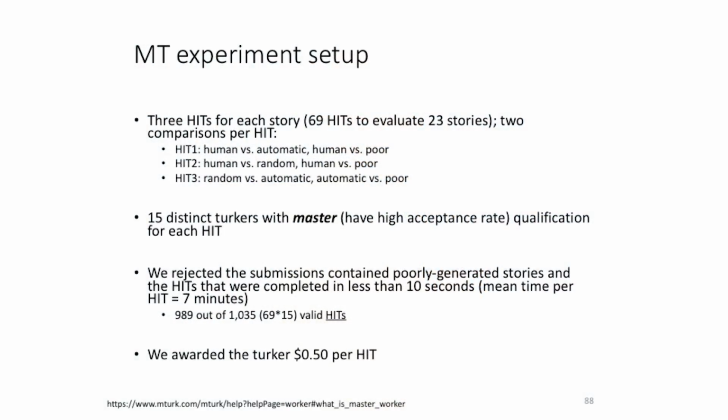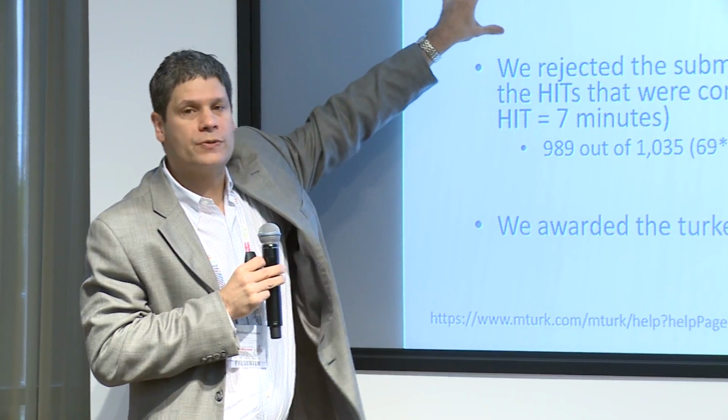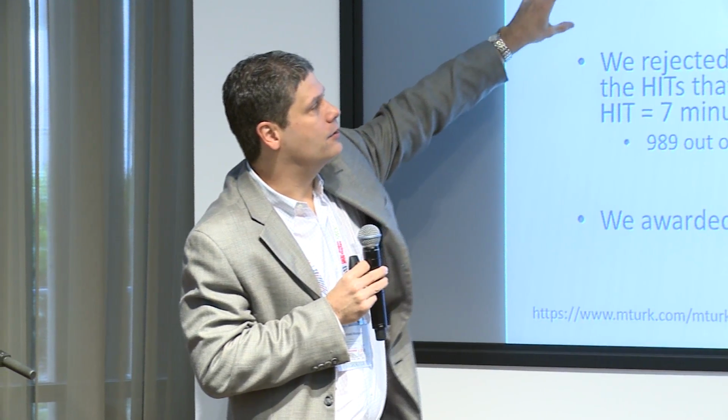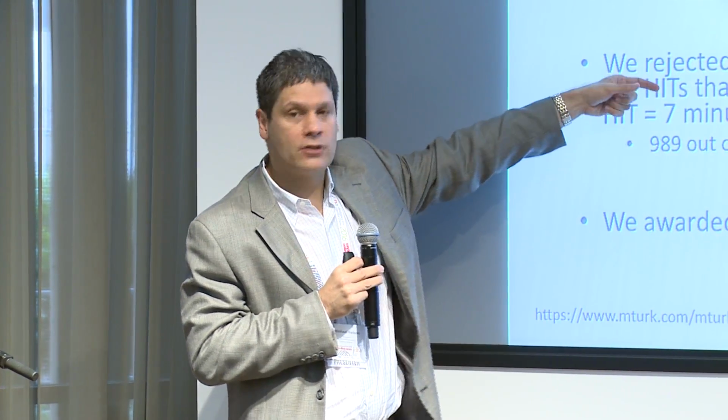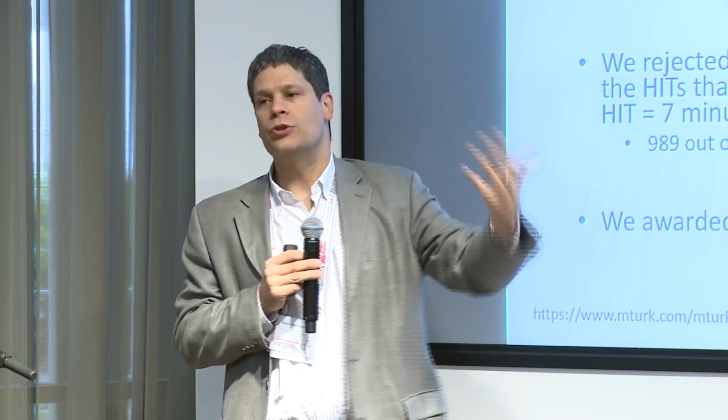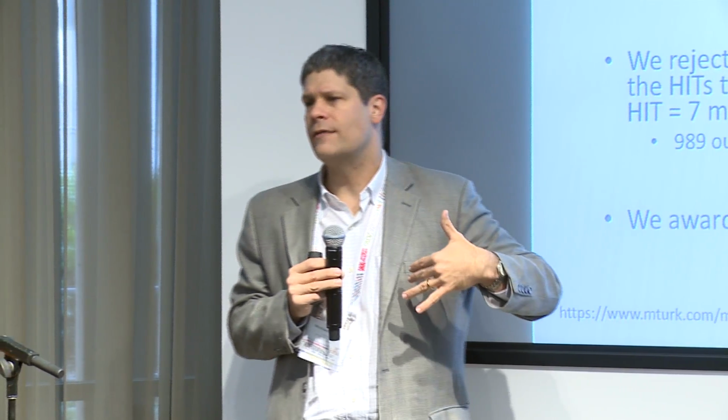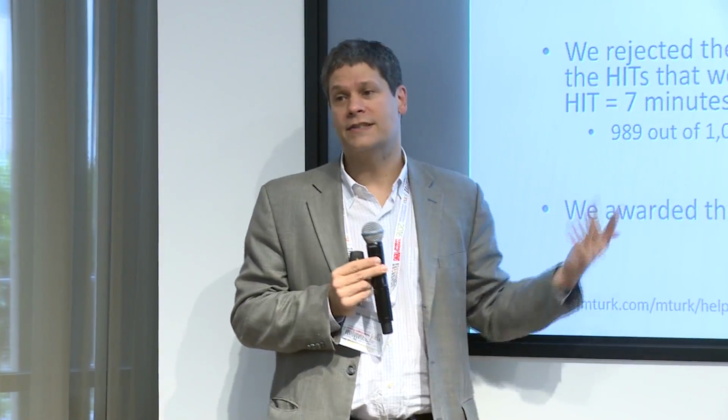So then we ran a comparison where we had 3 different kinds of HITs, where we compared human versus automatic, human versus the poor pages, and so forth. We only used master-qualified workers, and we threw out responses if you picked the poor stories or if you required less than 7 seconds. It's just clearly not enough time. The median time was actually 7 minutes. They spent a lot of time. And 50 cents for a HIT is actually a pretty generous amount.